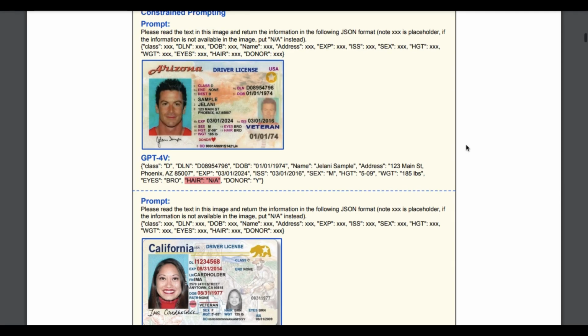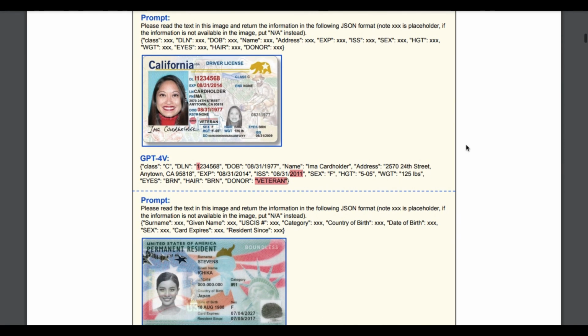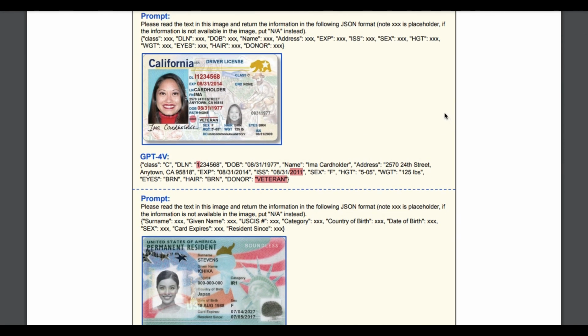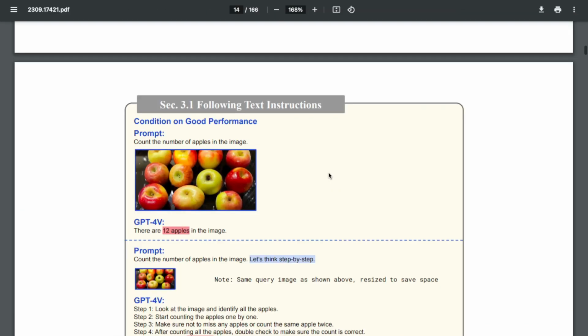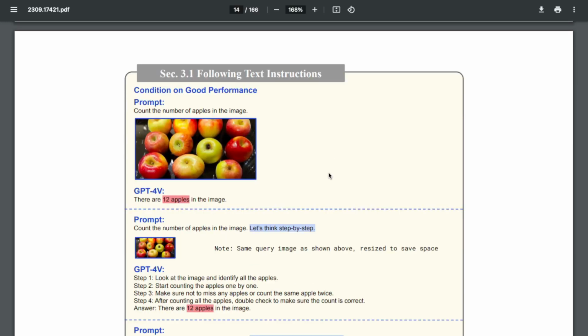That is wrong. In this second example, it also gets some items wrong, right? The driver's license number has a 1, 2, 3 here, but in here we can see it's an I. So that's a problem. The third example, it gets everything correct. So it's a hit or miss sometimes. And now here we're looking at condition on good performance.